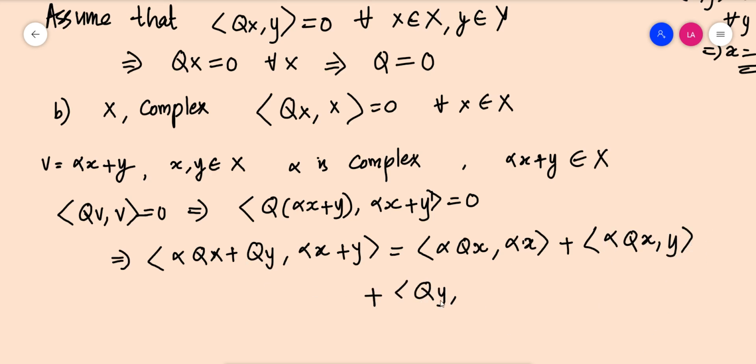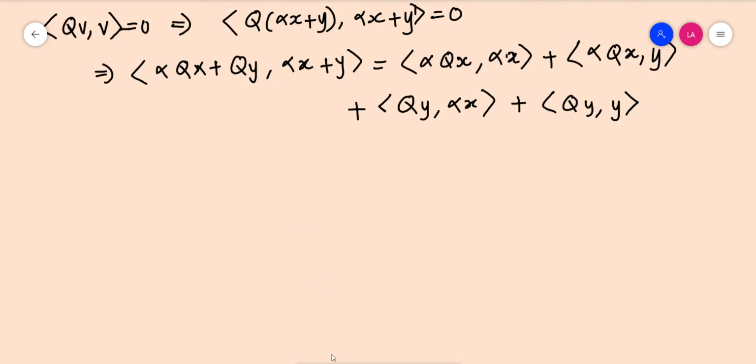Now plus inner product ⟨Qy, αx⟩ plus inner product ⟨Qy, y⟩. Now we can rewrite as such using the basic properties of inner product. From this part we can take alpha outside, and from this we can take alpha bar outside.